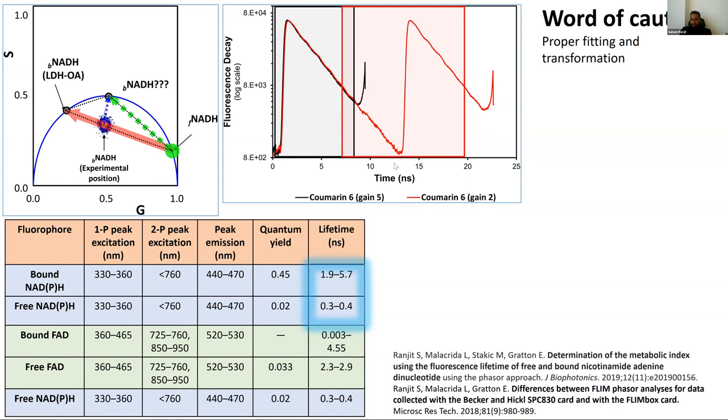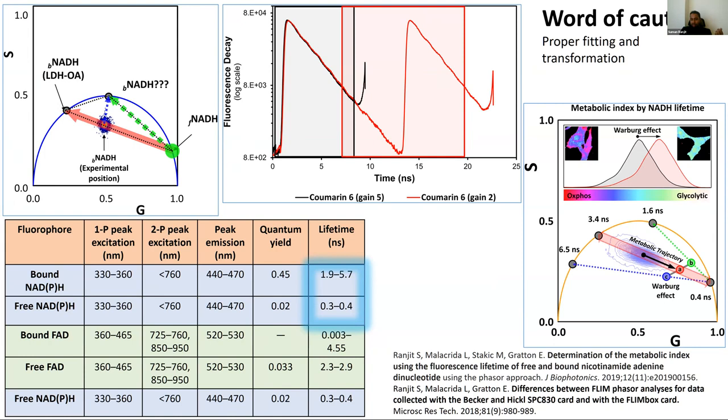However, Enrico might have mentioned this. If you choose a window in between two consecutive decay sets where you have a repeating signal, you could actually transform it properly. And if you do that, you basically get this sort of behavior where it's roughly 3.4 to 4 nanoseconds is where our bound NADH is, and our free NADH is as always at 0.4, and that's the proper metabolic trajectory.